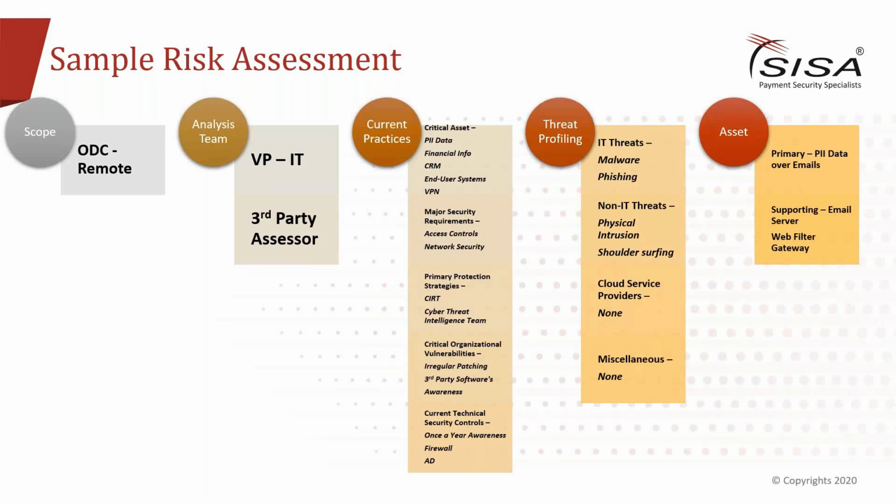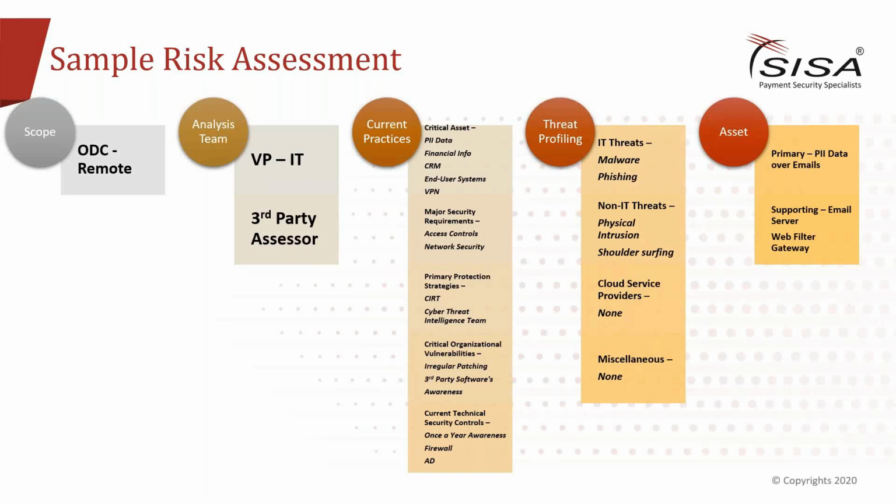The analysis team: now we understood that we had a huge challenge, that the people who are part of the analysis team do not even have a say when it comes to the implementation things. So we took the VP IT, the Vice President of IT, as one of the analysis team members, and the second one will be, of course, the third-party assessor who is doing it. The next step we saw was the current practices.